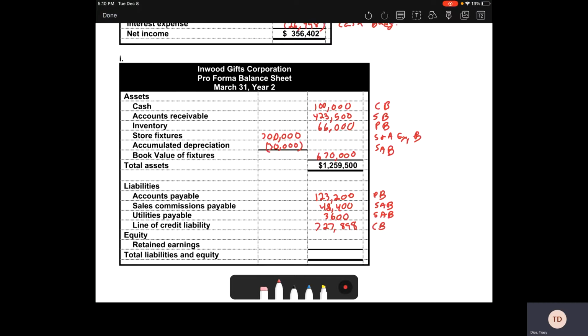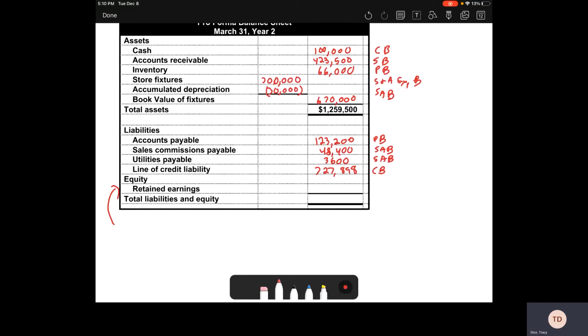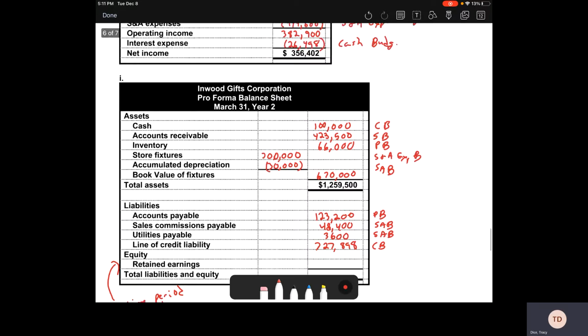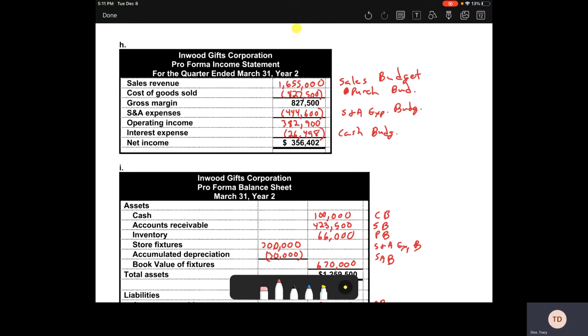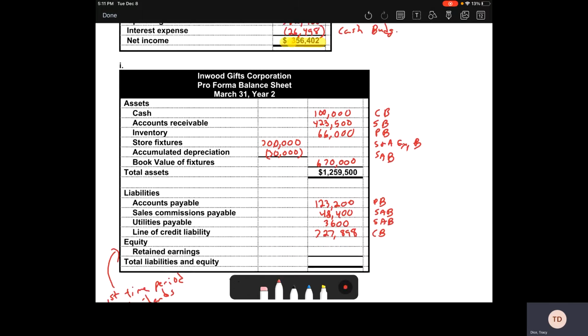And then the last thing we need is our retained earnings, which again, because this is the first time period, and there are no dividends or anything else that we're paying out, our retained earnings equals our net income or net loss. But we have a net income from our income statement of 356,402. So we're going to put that right here for retained earnings.